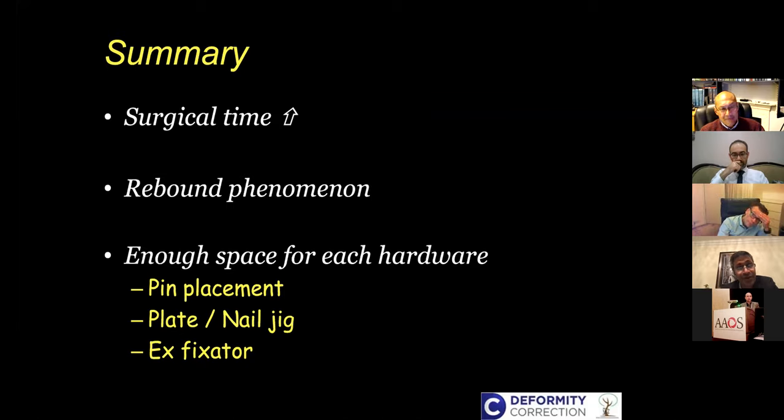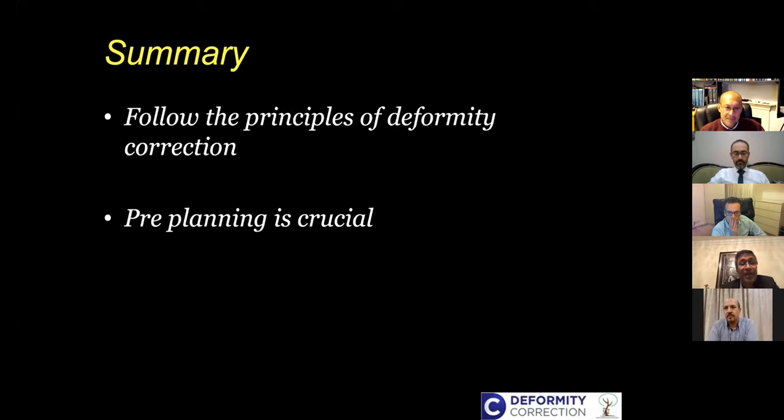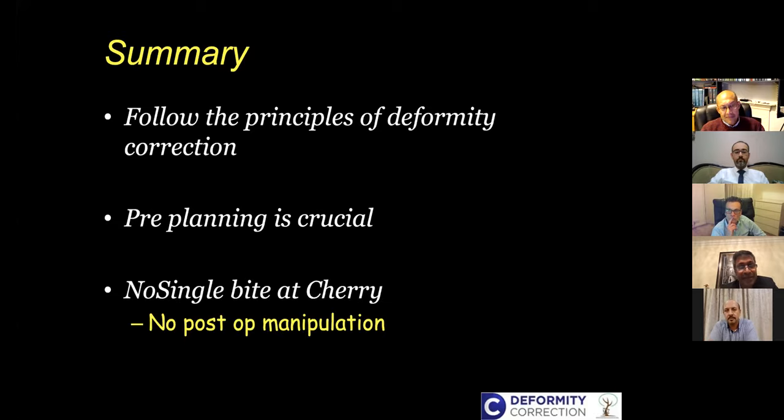So your X-fix and your nail or plate jig, there should be enough space for that. And your pins should not get in the way of the nail or the plate as well. So it's quite important to plan that. Just follow the principles of deformity correction, because that's important. As I said, pre-planning is crucial because there's an element of translation which you need to incorporate in your planning, correction and fixation. And you only get one chance. You cannot come back post-operatively and correct it. So you have to get it right the first time around.